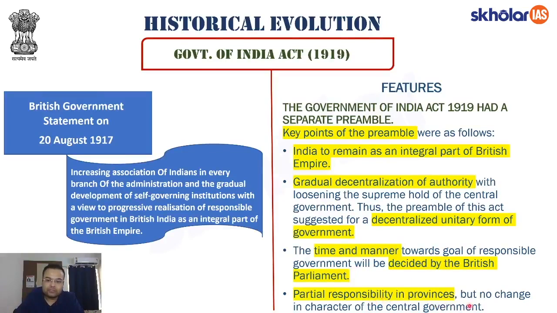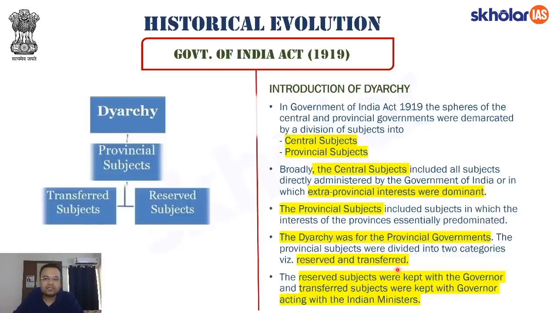Partial responsibility in provinces, but no change in character for the central government. Essentially, one of the things that happened in the Government of India Act 1919 was that partial responsibilities in provinces were given, but by and large, the character of the central government remained the same. We will now understand it one by one. The first important thing to keep in mind here is that diarchy was introduced for the first time in the Government of India Act 1919.